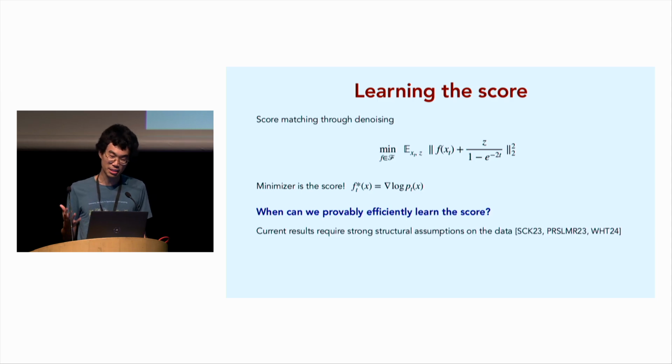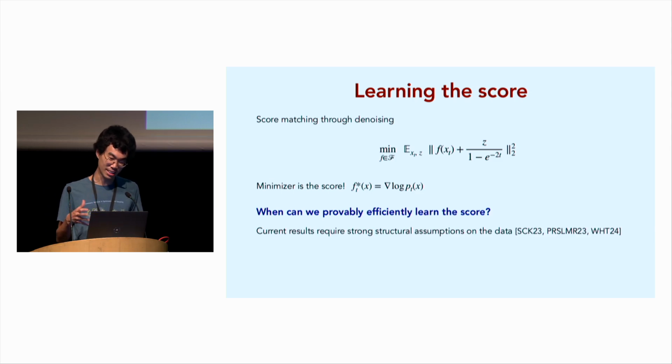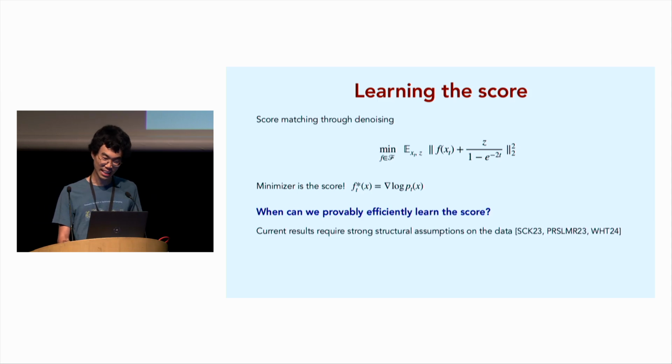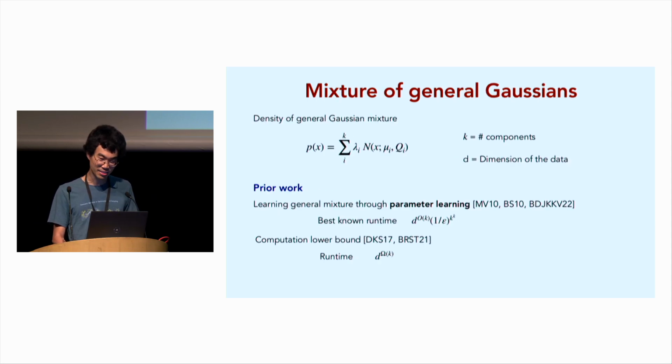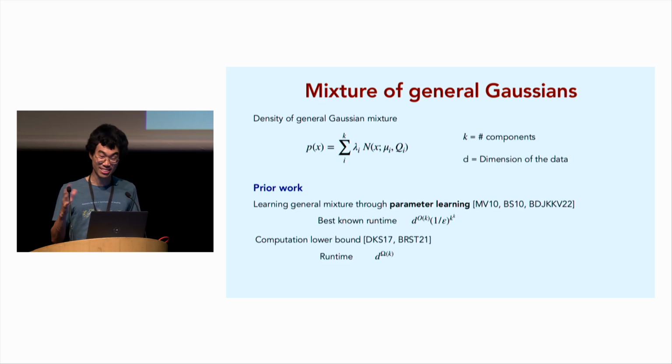However, this begs the question of when we can provably and efficiently learn the score function, because all the current results require strong structural assumptions on the data, for example the distribution being a mixture of two Gaussians. This work shows that we can actually learn the score function and hence get an end-to-end result for learning with diffusion models in the case of a mixture of general Gaussians.